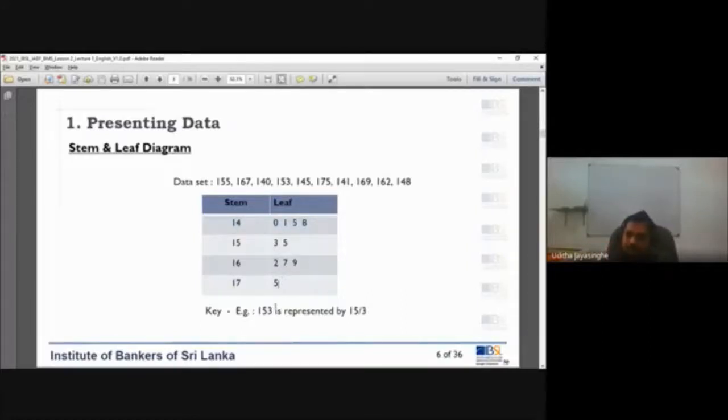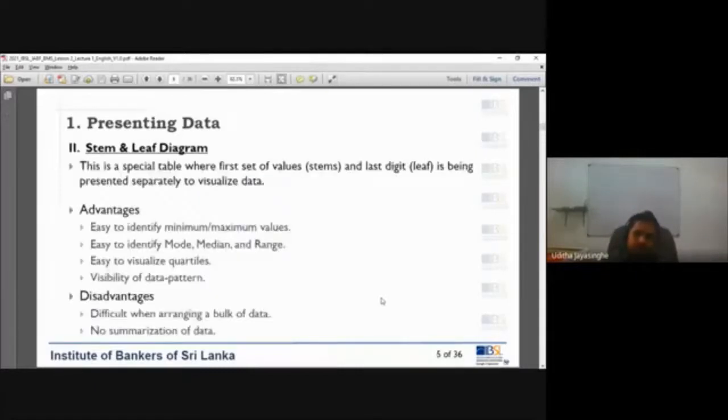Lastly, I want to highlight that always when you do a stem and leaf diagram, it's best practice to write the key at the last part of it so that the viewers won't get multiple definitions of your diagram. So although we call it a diagram, finally the output is going to be nothing but a nice table like this. We'll see some of the advantages and disadvantages.